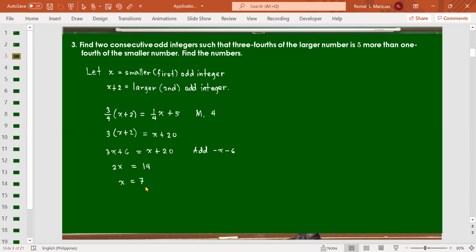So is this odd? Yes. So the next odd is what? 9. Therefore, the odd numbers are 7 and 9. Okay, children? Do you have any question with that?